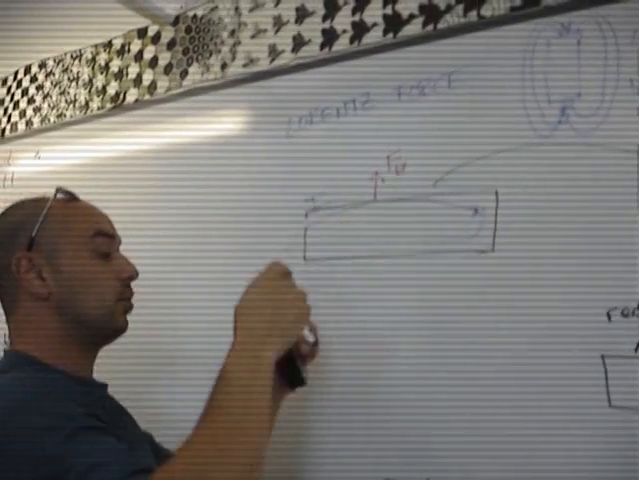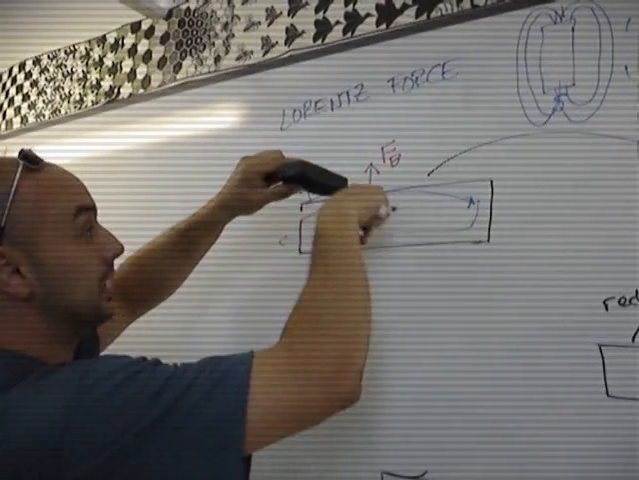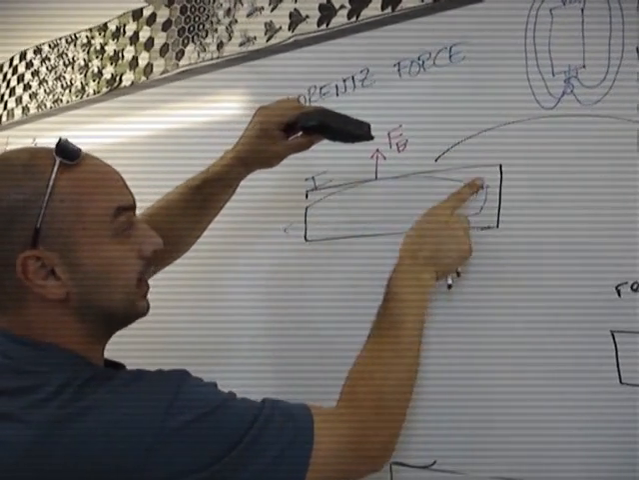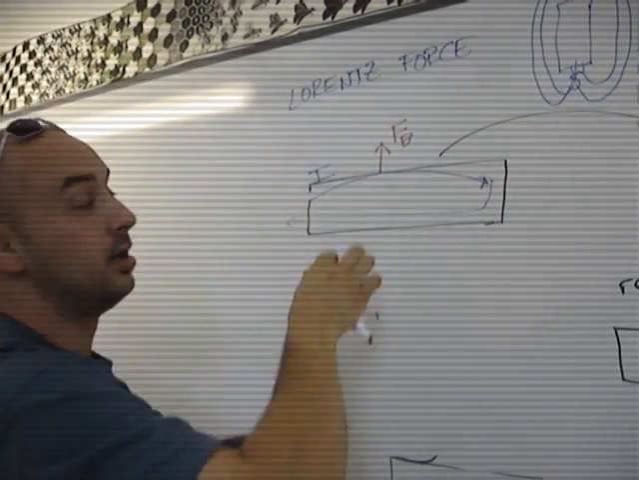The field is going into the board. If I was holding my magnet here, the field is going into the board. The flow of the electrons is this way. That was my I going this way, and the magnetic force is this way.